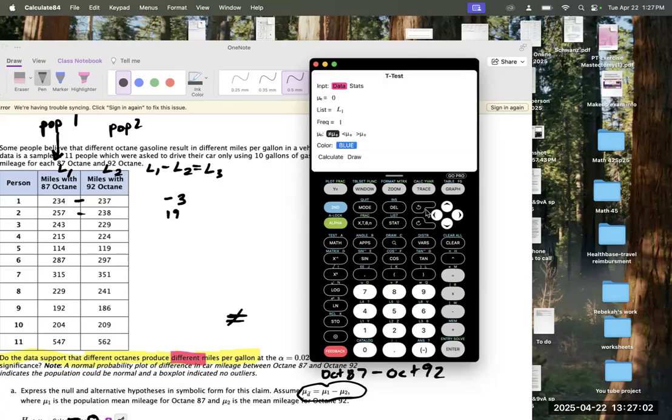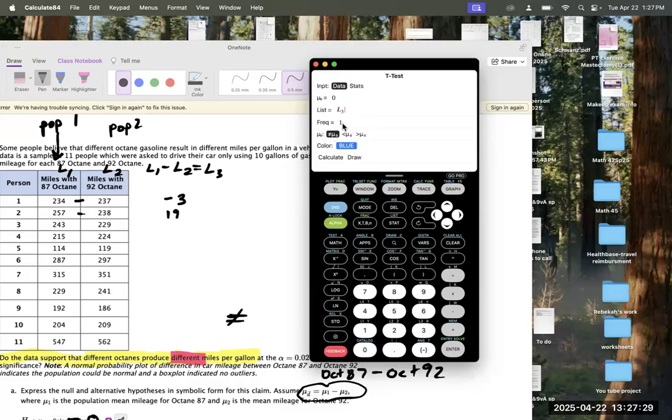I go to T-Test. The mu sub 0 is always equal to 0 in these matched pair design tests. Then the list has to be the differences. So I go back and I'm going to go second 3 to input L3 there, because that's where my differences are. You have to make sure that that list is your differences.